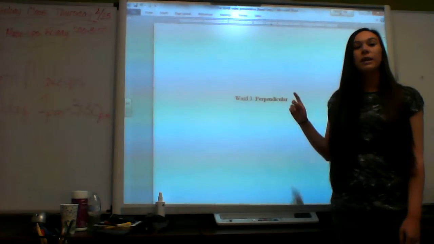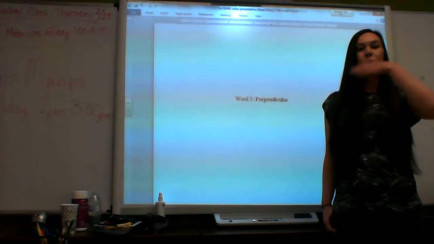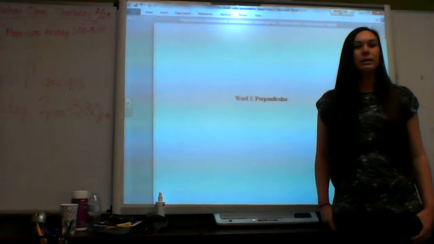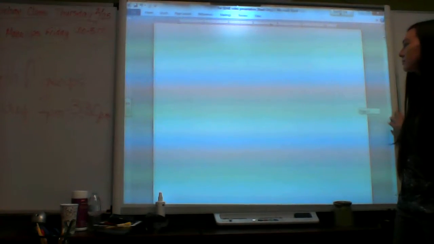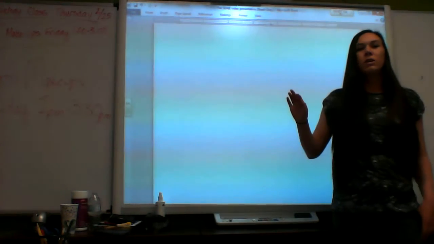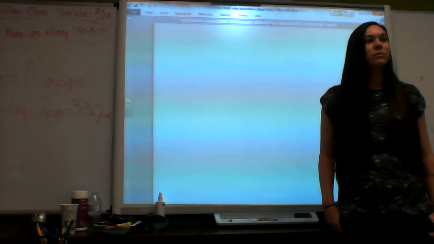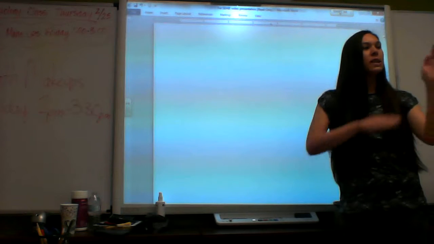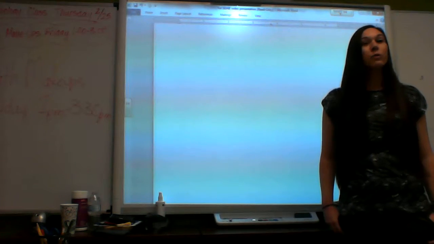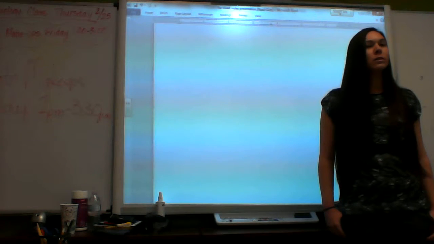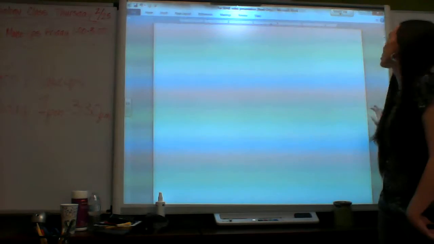Word 3 is perpendicular. Take a second to think about and visualize what perpendicular means. So what do we think about perpendicular? Good. Lines that cross at a 90-degree angle, a right angle. Any real life examples? Nice, the intersection. All right, let's look at some pictures.